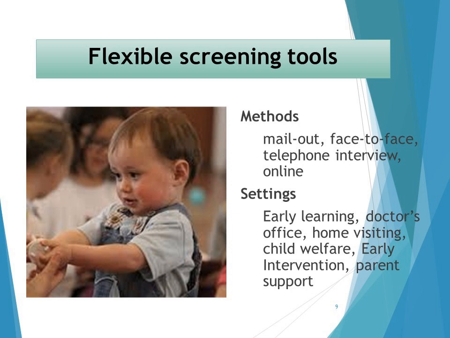The tools are very flexible, so there are many different methods that you can use to complete these tools: mail out, face-to-face. You can do it over the telephone. You can do it online. Parents, again, the very first method for which it was used here in Oregon was just to mail out to parents of premature babies just to check on their development. So that was the very initial use of this tool, and then folks started to use it in all sorts of different ways and in all sorts of different settings.